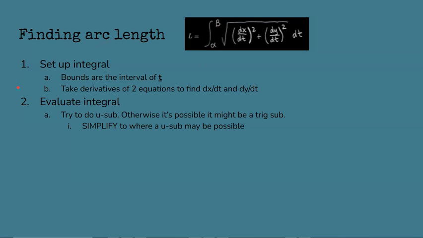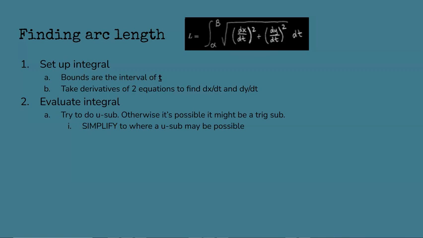So you just set up this integral. For this integral, you need to find what alpha and beta are. It's just going to be the interval that it tells you. So if it says like -3 to 3, then -3 and 3 are what it is. Now you take the derivatives of the x and y equations to find these two things, and you just plug it in, and then you use any integration techniques that you need to solve. There's only two possible ones, u sub or trig sub. Try to do u sub because trig sub takes a long time.